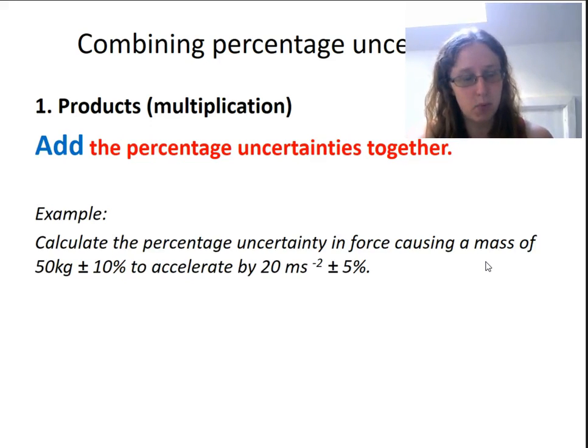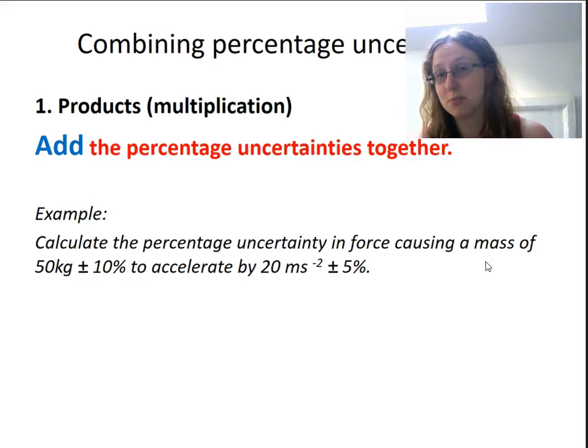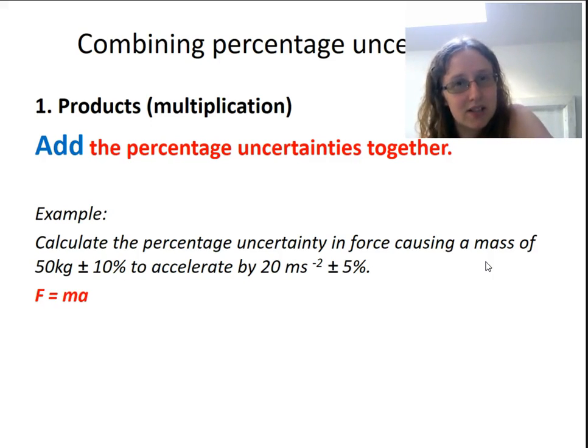So, an example will probably help here. If I want to know the uncertainty in a force causing a mass of 50 kilograms, that's plus or minus 10%, to accelerate by 20 meters per second, which is plus or minus 5%, well, I'd calculate the force by doing mass times acceleration. So I'm going to be multiplying the mass by the acceleration. So if I want to find the uncertainty in my calculated value, I need to add the percentage uncertainties of the mass and the acceleration, the two values I'm multiplying together.